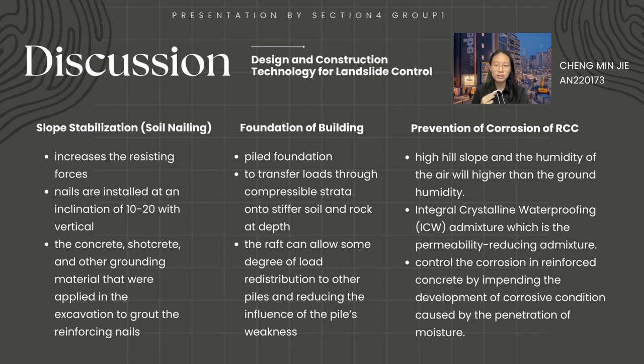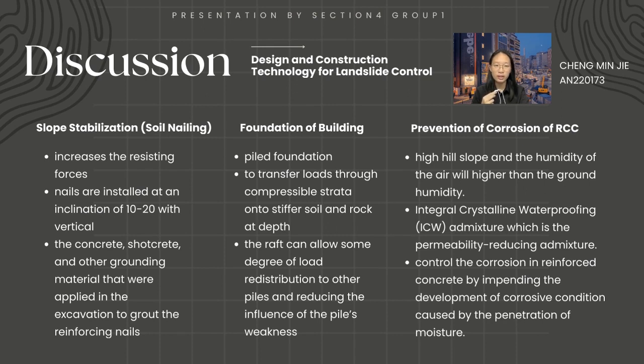The method of slope stabilization used in the project is soil nailing. The nails are installed at an inclination of 10 to 20 degrees from the vertical. As the excavation proceeds, shotcrete and other grouting material are applied in the excavation to ground the reinforcing nail. Also, the steel bars are forced into the soil with a single shot using a compressed air machine. It is utilized to reinforce potentially unstable soil mass.